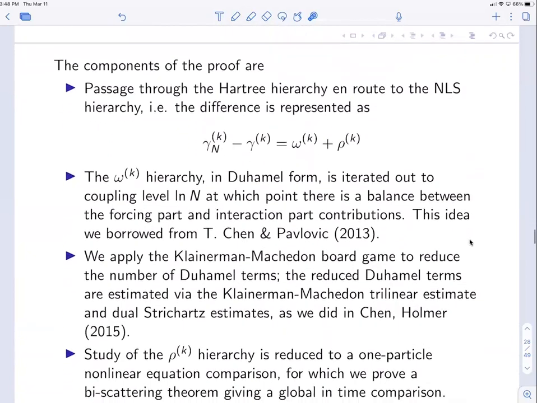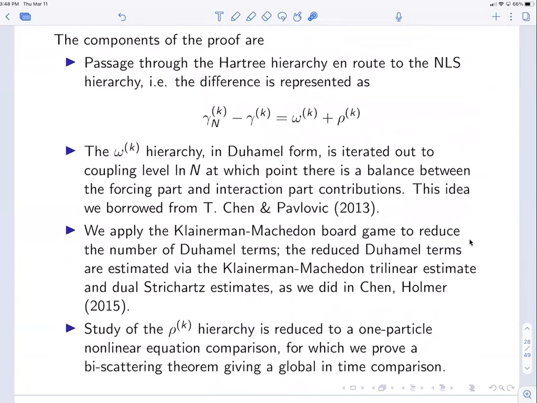Let me say the components of the proof. All right, so I'm looking at my time here. So I've got maybe 5 minutes or so. Yeah, sure. Yeah. Okay. All right.